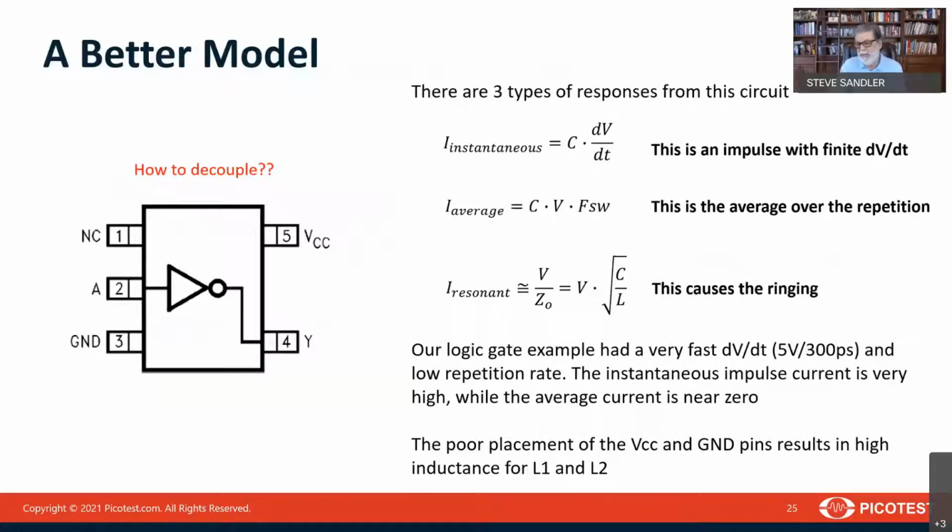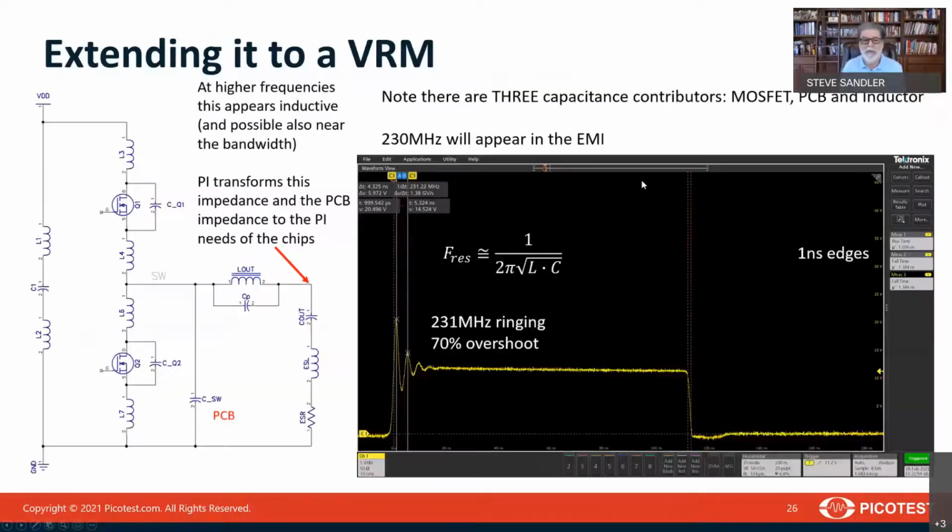Our logic example was a 300 picosecond gate, which is 5 volts and 300 picoseconds, and so we see this CdVdt, where that's 5 volts divided by 300 picoseconds multiplied by the capacitance of the lower MOSFET. Well, that works for VRMs also. When we look at where VRM noise comes from, it's exactly the same thing.